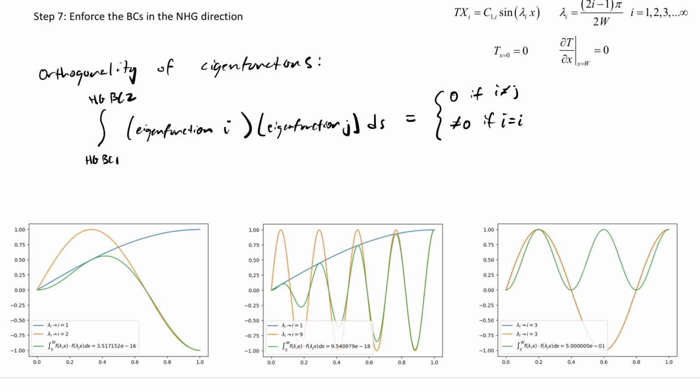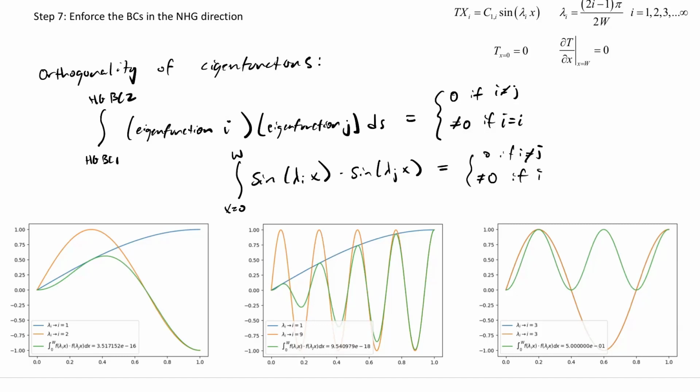We're going to employ this to get rid of the part of the equation that is causing us problems and solve for the set of coefficients. So for our example, let's write this out. We have the integral from x equals 0 to w of our eigenfunction, which we said was sine of lambda i times x, multiplied by the eigenfunction again, sine of lambda j times x. That is equal to 0 if i is not equal to j, and not equal to 0 if i is equal to j. That's what we said.